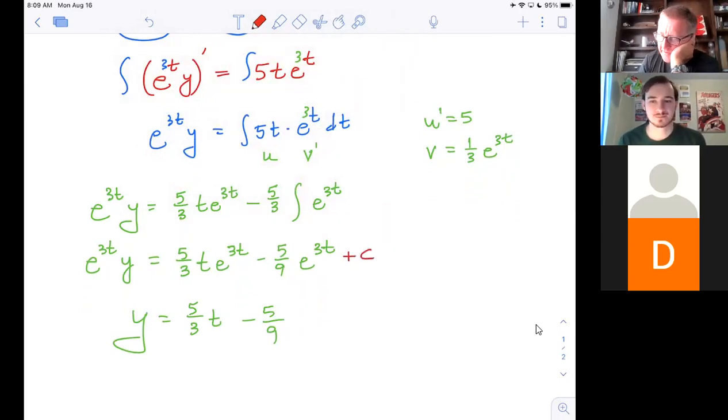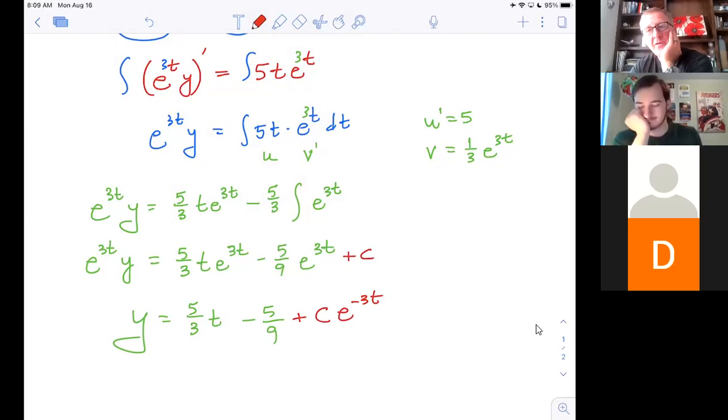And notice how profound that is, because when you divide that constant by e to the 3t, I'm going to write it as e to the negative 3t, just so I don't have to write a fraction there. That's going to be a very interesting term, right? I mean, you can tell the graph now is no longer just a line. It's like a line plus an e. And so this is a really interesting equation.